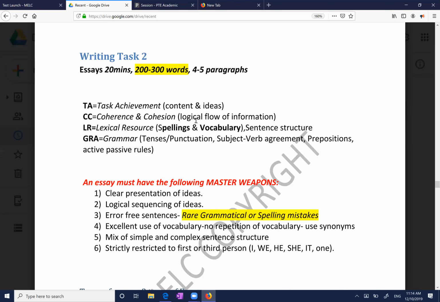Coherence and cohesion, as I said earlier, is the logical flow of information, how the information flows from introduction till conclusion, how various paragraphs are connected, and how they are relevant to the question itself. Relevance to the question is very important. I'll tell you why people get 7, 7.5.